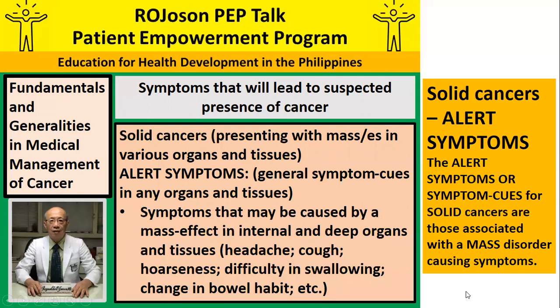The other alert symptoms may be caused by a mass effect in the internal and deep organs and tissues. Example: headache, in the brain tumor; cough, lungs; hoarseness, larynx; difficulty in swallowing, can be esophagus or stomach; change in bowel habit, intestine or colon.